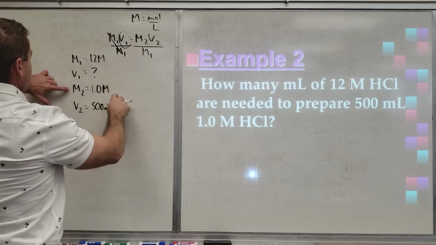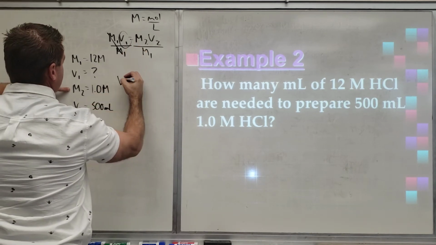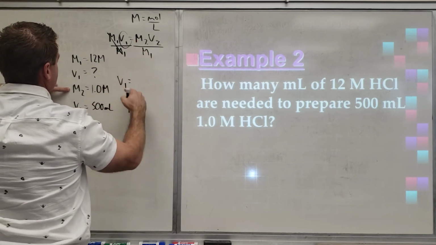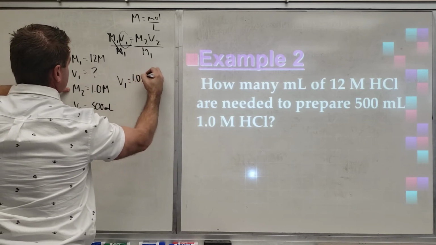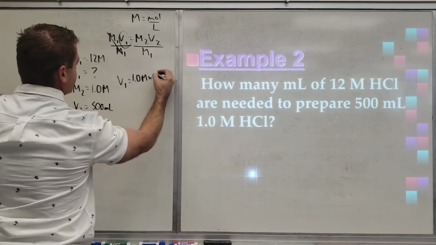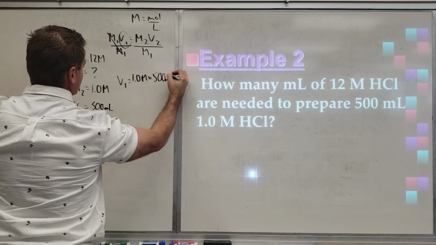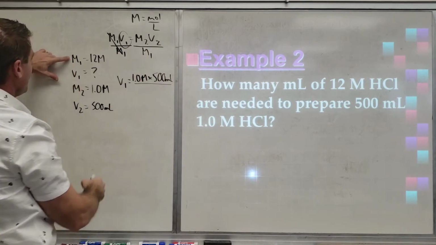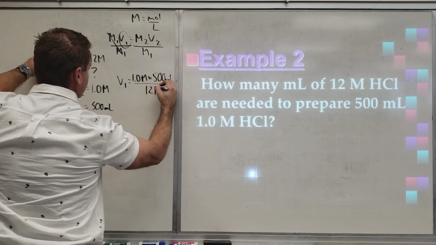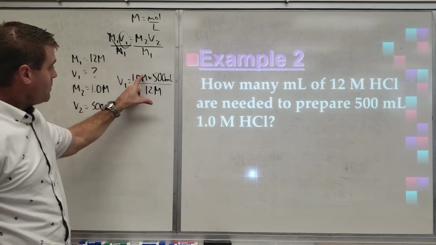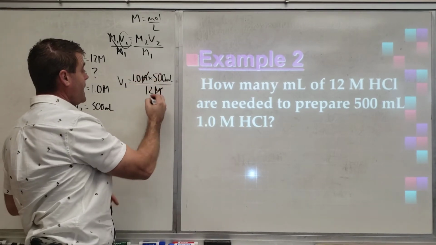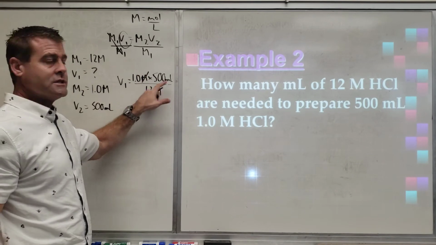So I'm going to put M2, which is 1 molar, times V2, which is 500 milliliters, all over M1, which is 12 molar. Now check it out, guys. Look what units cancel out. Molarity on top, molarity on bottom, cancel. And what's the unit you're left with? Milliliters, which is a volume unit.